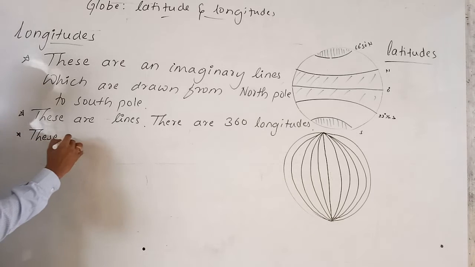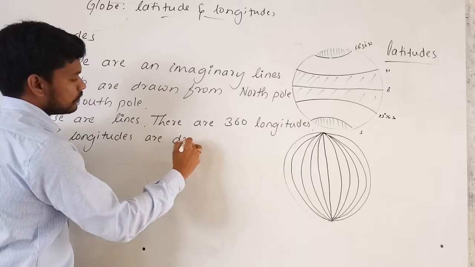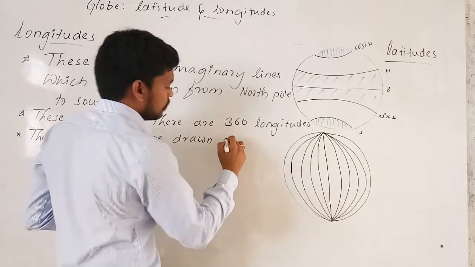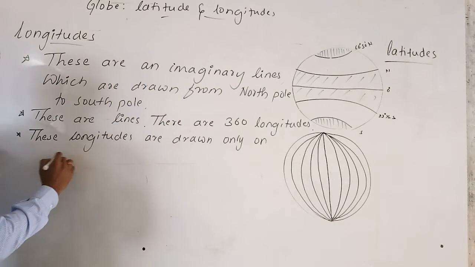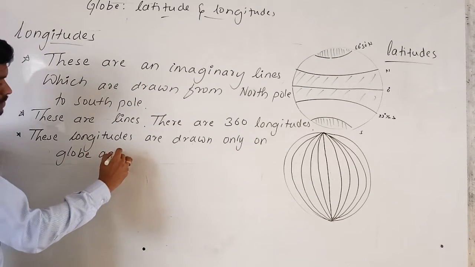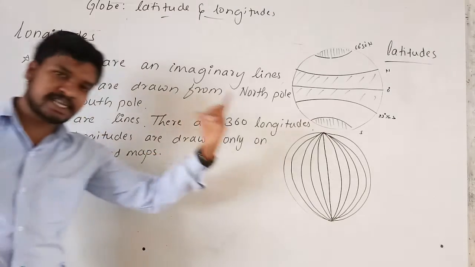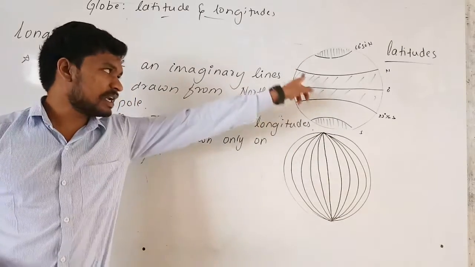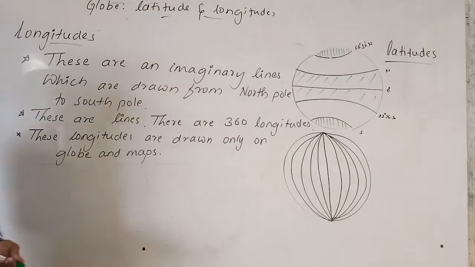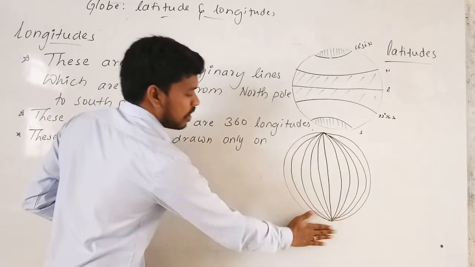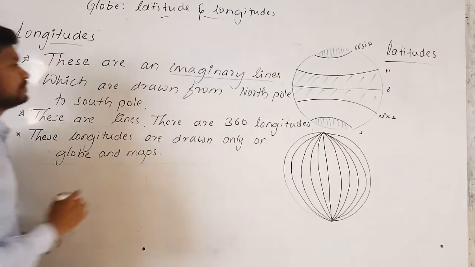These longitudes are drawn the same as latitudes, only on globes and maps. Same as a latitude, longitudes are also imaginary lines, and it is a line actually, not a circle like a latitude. There are 360 longitudes, and they are drawn only on a map and globe, because it's an imaginary line.